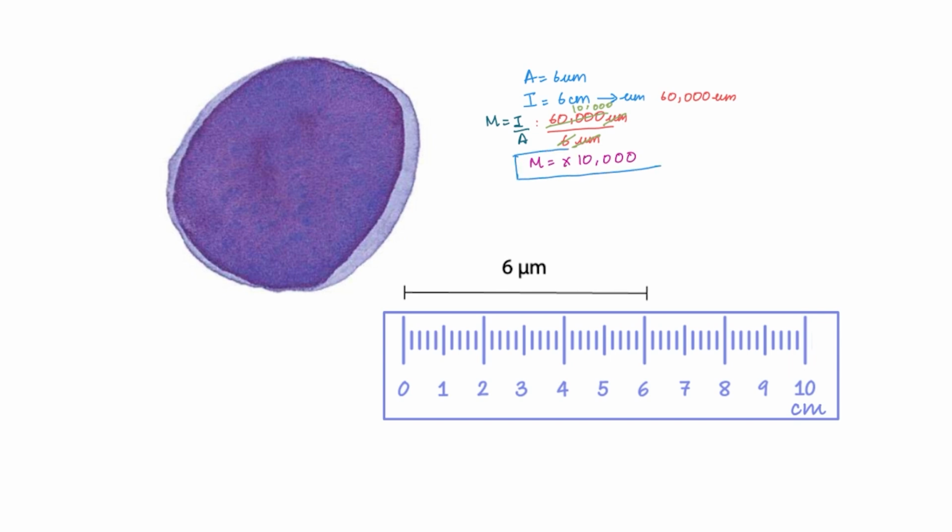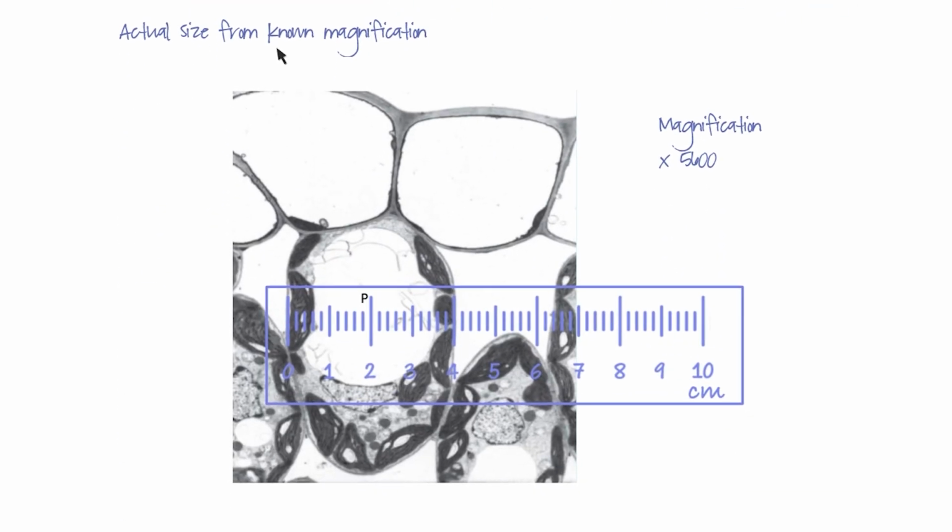And finally, for our last example, I want you guys to calculate the actual size from a known magnification. So far in our examples, we've been calculating the magnification and we had already known the actual size of the object as well as the image size of that object. This time around, we need to calculate the actual size from the magnification. So we can again use the same method that we used previously to calculate magnification from an image to calculate the image size of the cell.